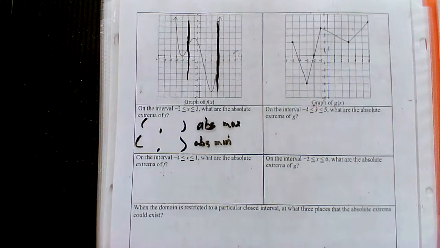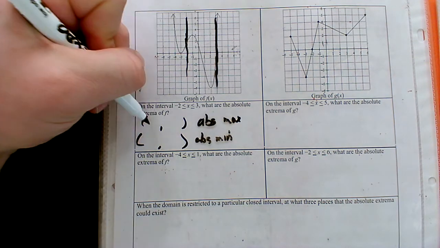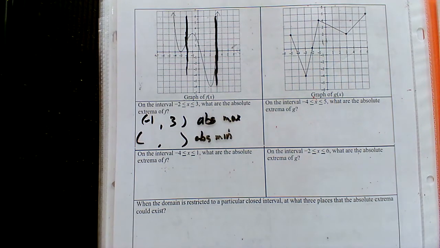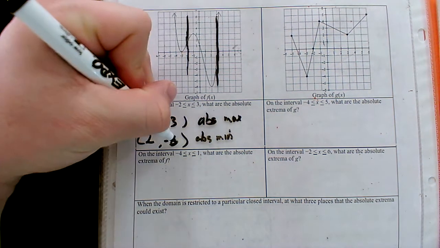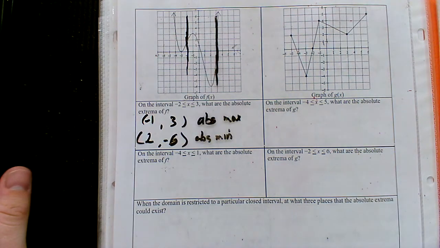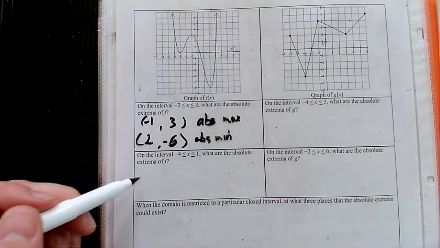Braden, you have one? It's absolute max at -1, 3. And an absolute min at 2, -6. Very good. Those are the absolute min and max, the highest point and the lowest point. Okay? Let's go to the next question, straight down.